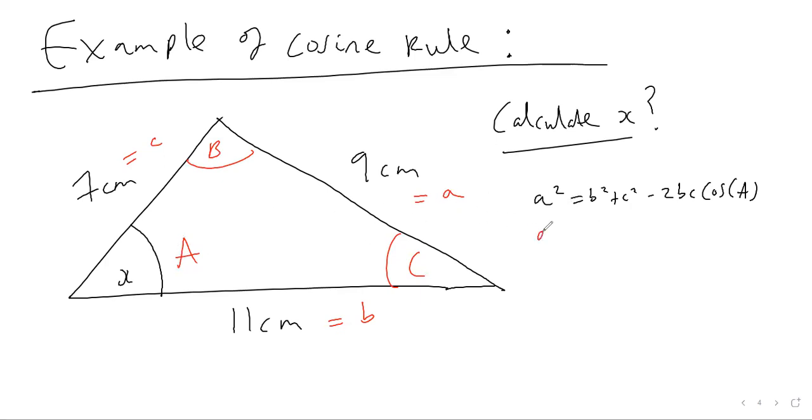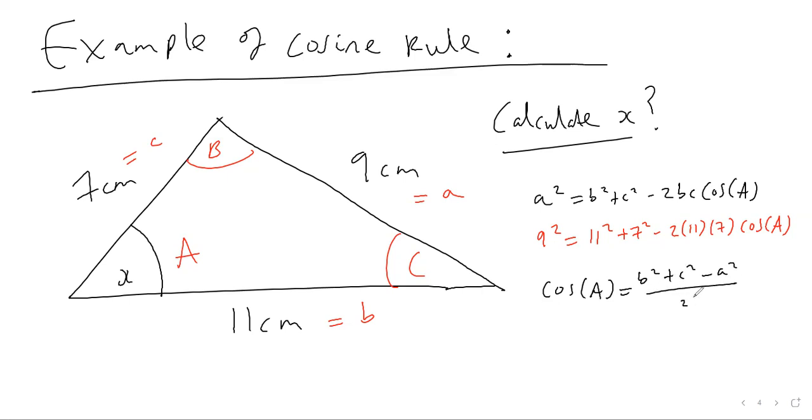So our a squared is going to be 9 squared. So we get 9 squared is equal to b squared, which we'll call 11 squared, plus c squared, 7 squared, take away 2 times 11 times 7 times cos A. Remember, we can actually rewrite the cosine rule formula like this when we rearrange it. So cos A is equal to b squared plus c squared minus a squared over 2bc, just by rearranging that formula as we did yesterday.